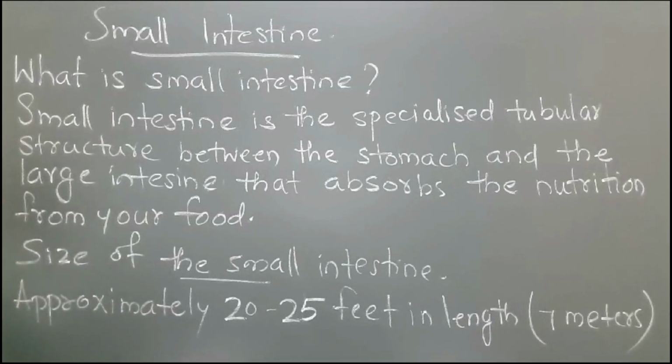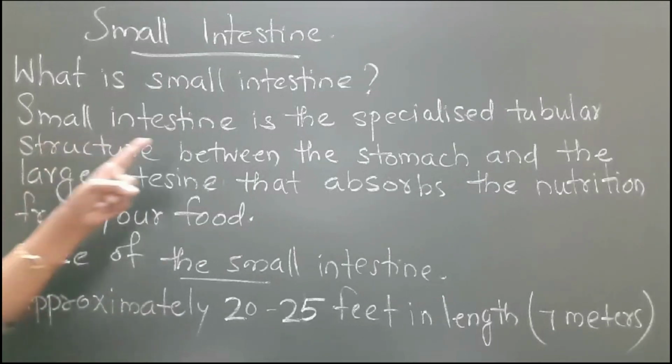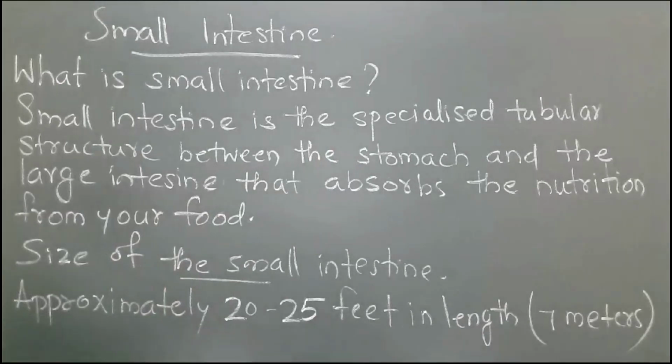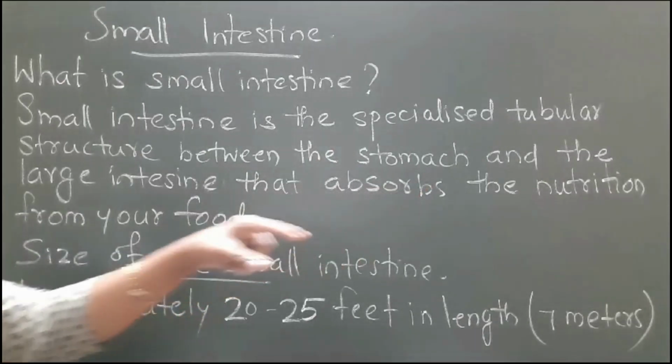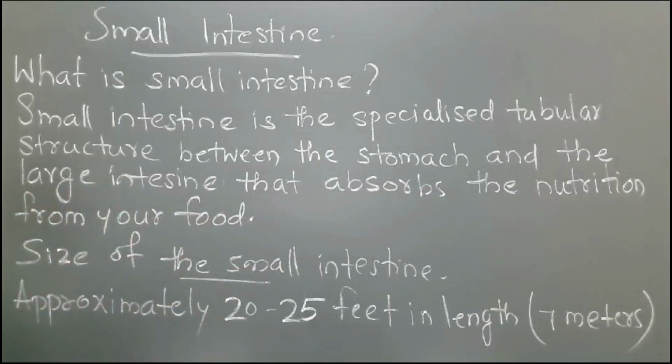What is the small intestine? The small intestine is the specialized tubular structure between the stomach and the large intestine that absorbs the nutrition from your food. It is a tubular structure which connects the stomach and the large intestine.